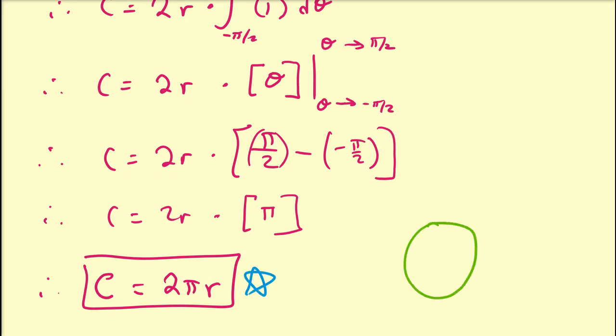And of course, this gives you the length of any circle, no matter where it is located in the plane. It'll give you the length of that perimeter for that circle. And that's how to prove it using trig substitution, the arc length formula, and integration.